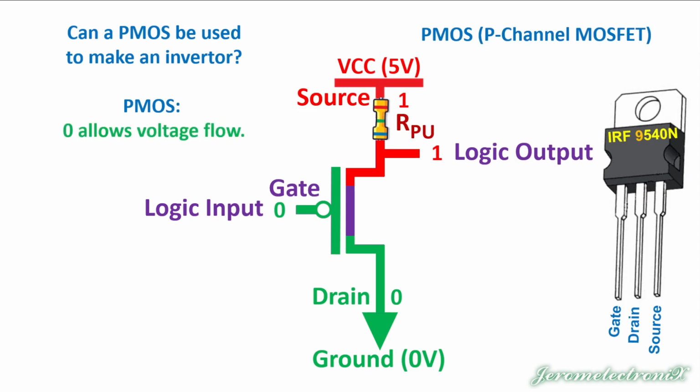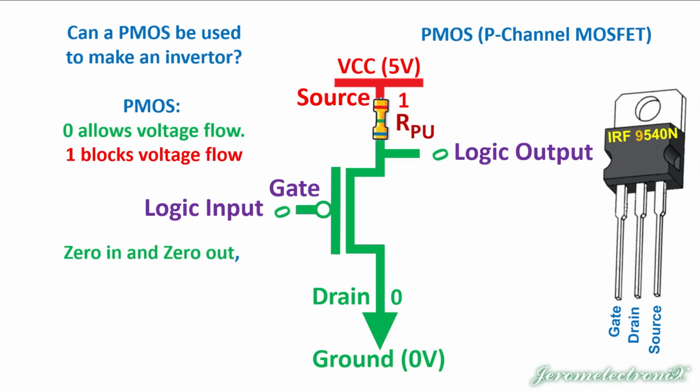Remember, in a PMOS, a 0 allows voltage flow, and a 1 blocks the voltage flow. That's the opposite of an NMOS, where a 0 blocks the flow. In this case, a 0 allows the flow, and a 1 blocks the flow. So with 0, we're allowing the flow, and the flow was pulled up from the ground to the logic output, and it became a 0. Hopefully you see the problem. We put a 0 in, and we got a 0 out, and that is not a NOT gate inverter.